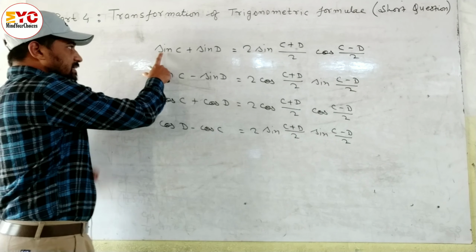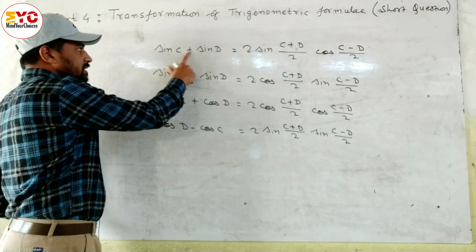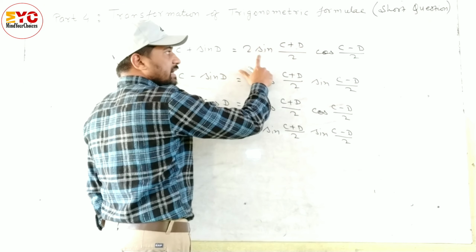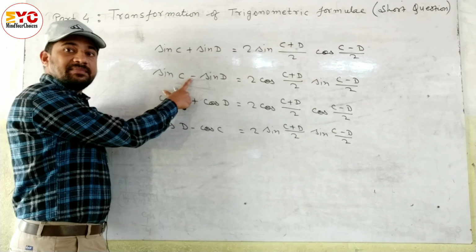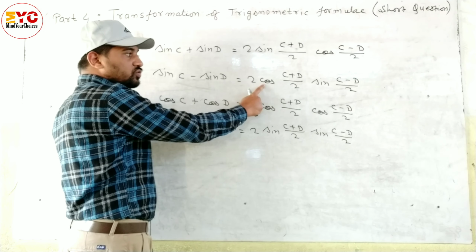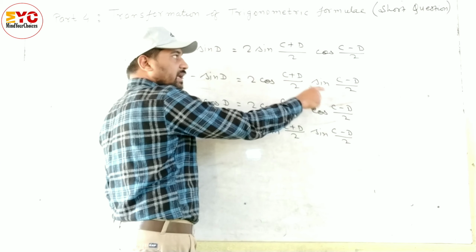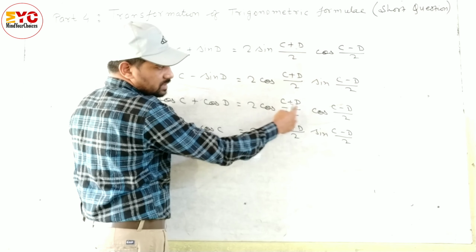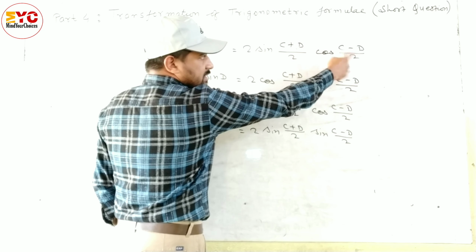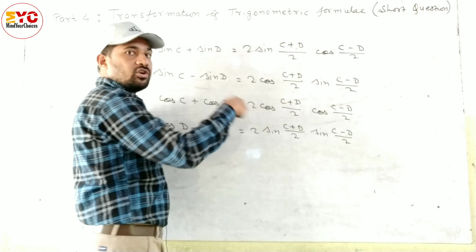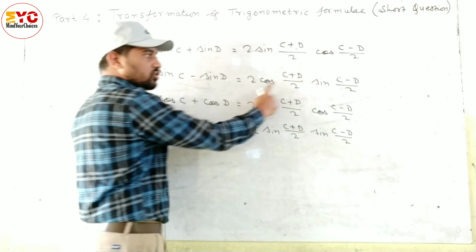Now look here. Sin C plus sin D: sin first, cos back, so 2 sin C plus D by 2 cos C minus D by 2. Similarly, if minus, sin C minus sin D, then what do we write here? 2 cos C plus D by 2, cos in front. If minus is here, cos front, sin back. Now you can see C plus D by 2 repeated, and here C minus D by 2 repeated. Just remember where to write cos and where to write sin. If minus, first cos, then sin.